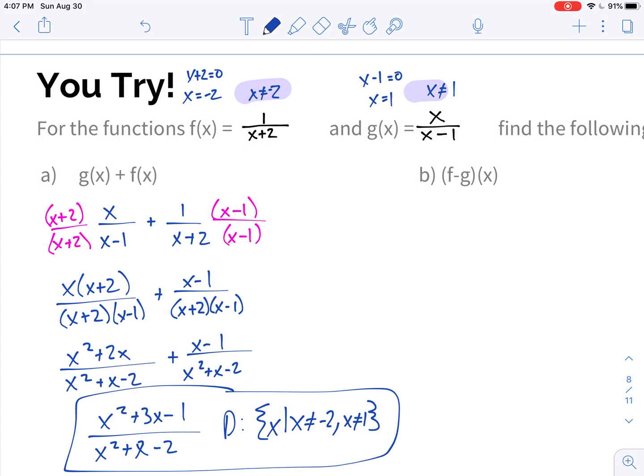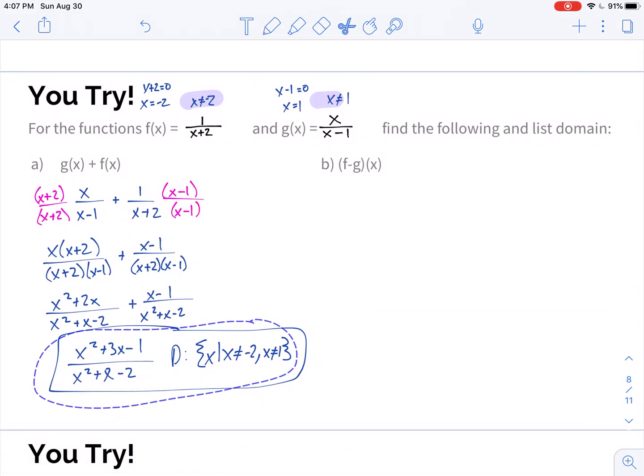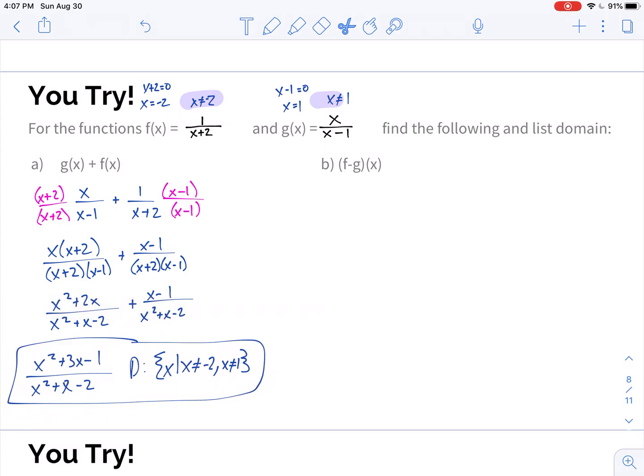Even if this one is a little bit easier, in the fact that if you set your denominator, in this case, equal to 0, you would get those same results. So that's how I go about that one.